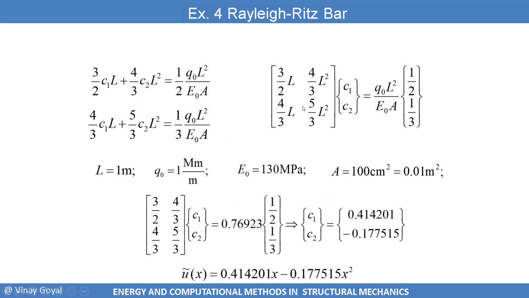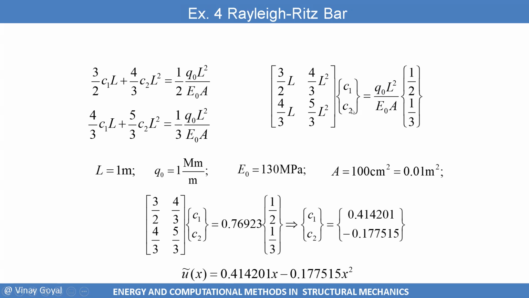And then you get a linear system of equations, a matrix of knowns. The reason I wanted to plot it this way is to show you that you know the length of the bar. You don't know C1 and C2, but you know the right-hand side completely. You know E naught, you know Q naught, because these are knowns, are provided. So all you have to do is invert this matrix.